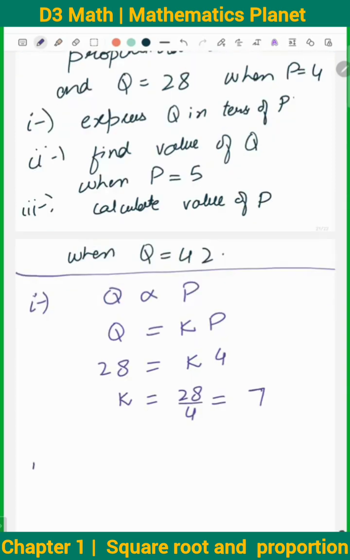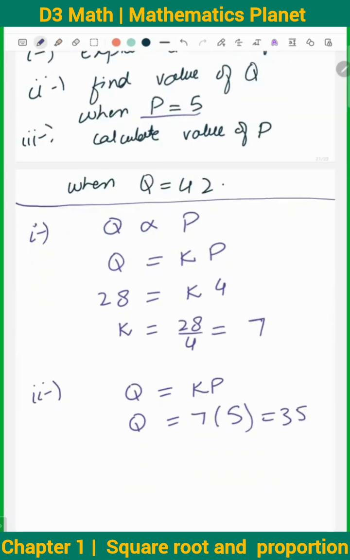Okay, now part 2. Find the value of q when p is equal to 5. You will take the same way: q is equal to kp, and p is equal to 5. 7 times 5, which is equal to 35. And part 3. Find the value of p.